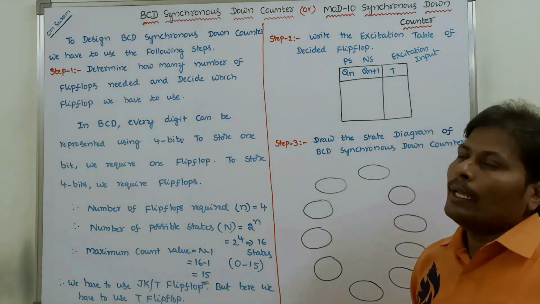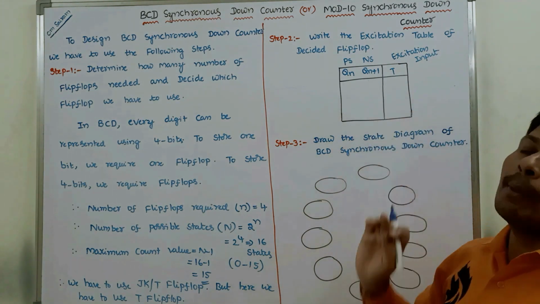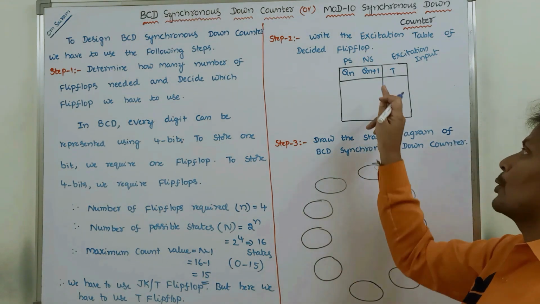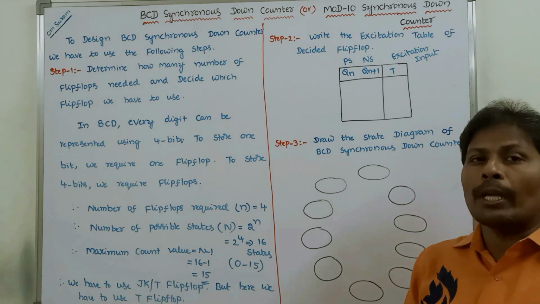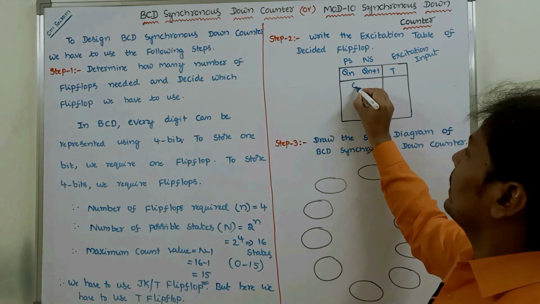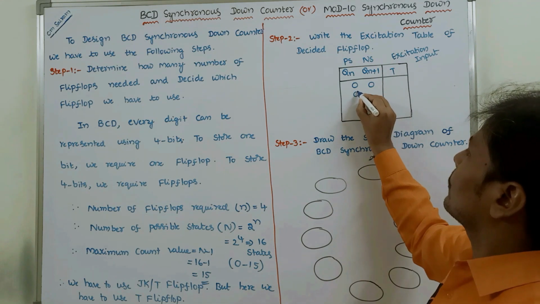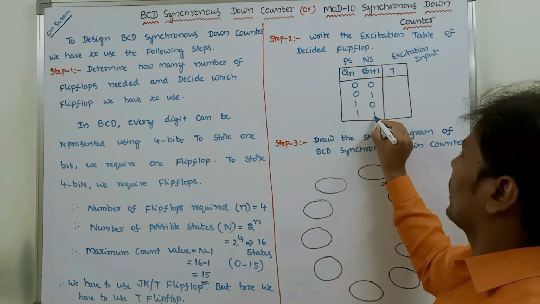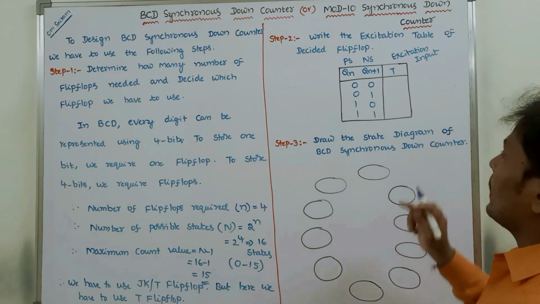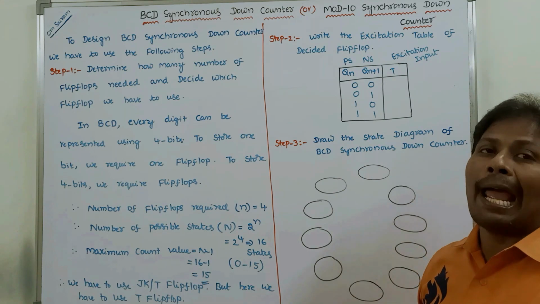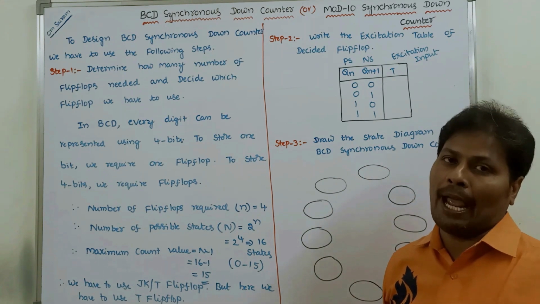Here Qn and Qn plus 1 can be taken as inputs. So there are two inputs. With two inputs, how many number of possible combinations? We are getting 0, 0, 0, 1, 1, 0, 1, 1. Now for each and every combination, we have to find the excitation input T value.